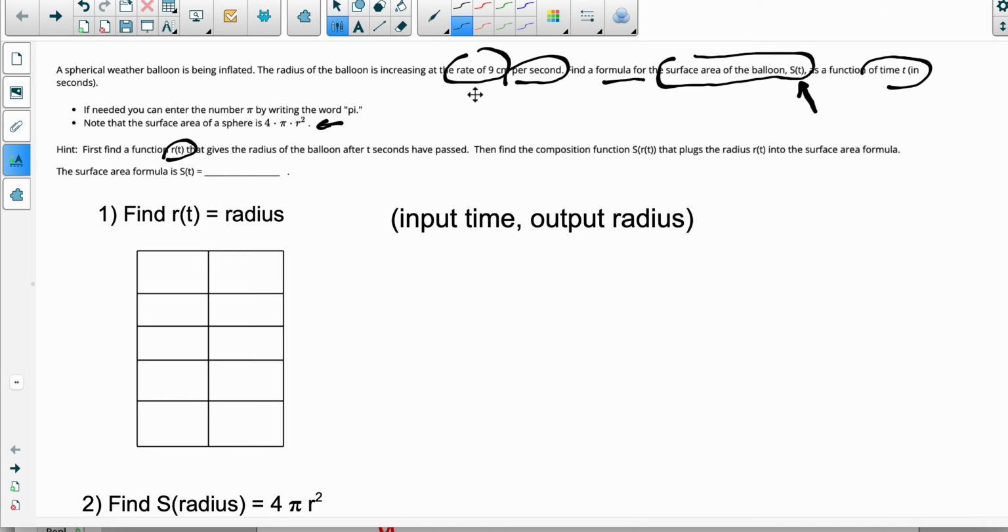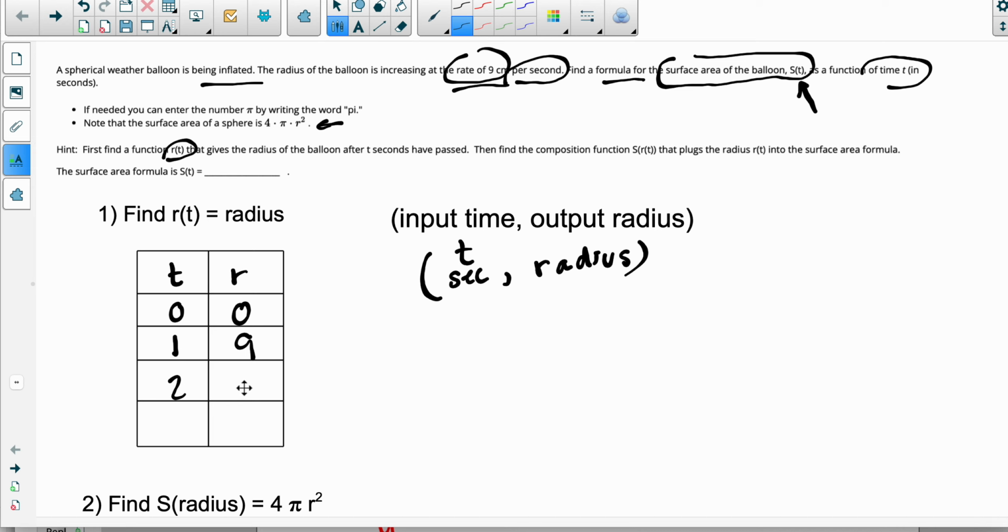So radius is changing at 9 centimeters per second. I input time in seconds, and I output the radius, okay? I can set up an input-output table. Before I start blowing it up, time 0, my radius is 0. After 1 second, it's increasing at 9 centimeters per second, so this is 9. When another second goes by, it increases another 9 centimeters, 18. I do another 9 centimeters, 27 centimeters.